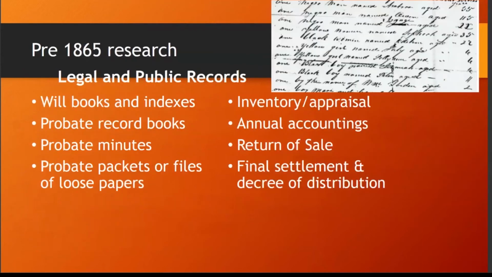Now that you know the steps of probating or administrating an estate, I'm going to list the types of probate records that you can look for. You can find will books and indices. You can find probate record books, probate court minutes, probate packets or files of loose papers. You can find inventory and appraisal papers. You can find the annual accountings that were made by the executor or the administrator. You can find returns of sale for the property that was sold by the administrator or the executor. And then you can find the final settlement and decree of distribution.